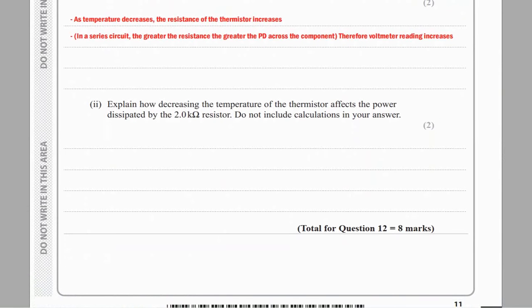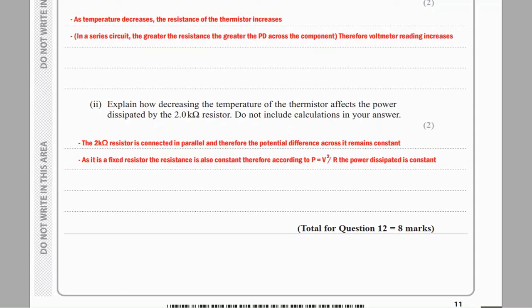So let's see how the mark scheme says this. The 2 kilo ohm resistor is connected in parallel, and therefore the potential difference across it remains the same or constant. Therefore, as it is a fixed resistor, the resistance is also constant. Therefore, according to P equals V squared by R, the power dissipation is also the same.